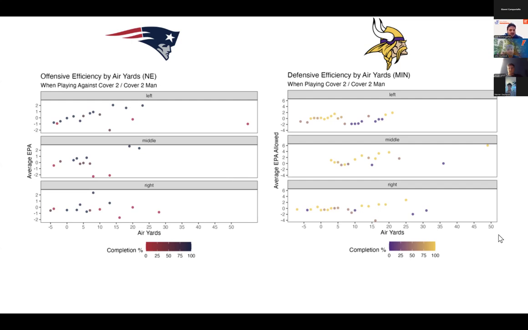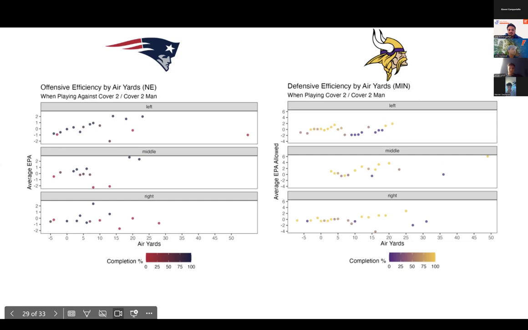And then now looking at New England's offense, as we can see, they don't necessarily target the deep ball that much. And so that would be an advantage against cover two as well, because Minnesota is vulnerable to the deep ball, so they might not be expecting shorter plays.